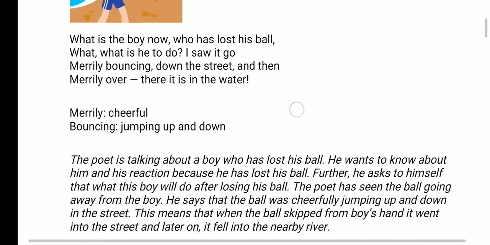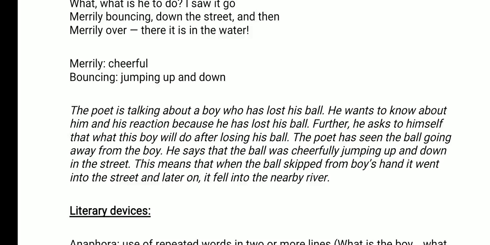So let's see the explanation of the poem. The poet is talking about a boy who has lost his ball. He wants to know about him and his reaction because he has lost his ball. Further, he asks himself what this boy will do after losing the ball. The poet has seen the ball going away from the boy. He says that the ball was cheerfully jumping up and down in the street.